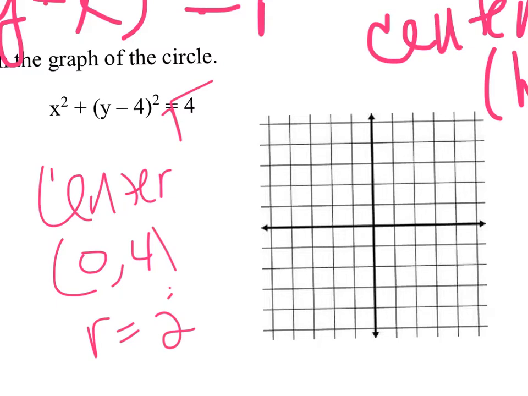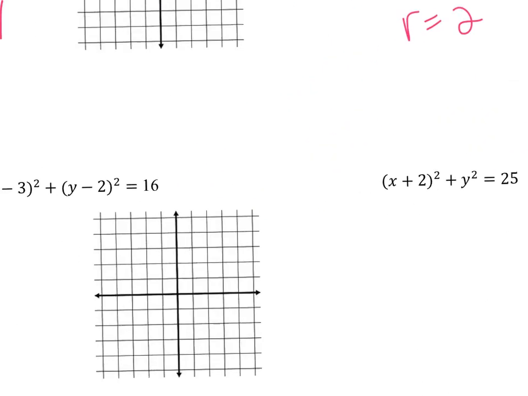So 0, 1, 2, 3, 4. And my radius is 2. That means I'm going to go to the right 2, down 2, left 2, up 2. And I have my circle. No, it doesn't matter. That's fine. It's just easier for me to count on the axes.